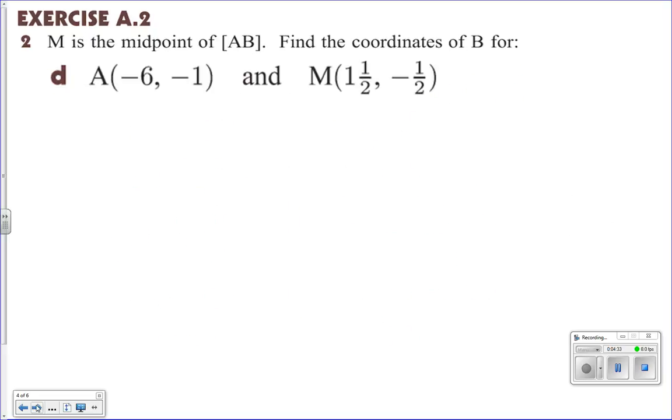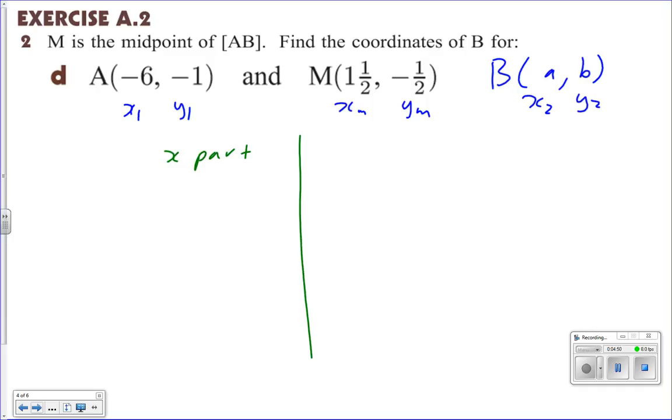D, again, put my B over here, calling it (a, b) for want of a better word, so it's going to be X1, Y1, X mid, Y mid, X2, Y2. X part, Y part. So X midpoint equals (X1 plus X2) over 2. Y mid equals (Y1 plus Y2) over 2.